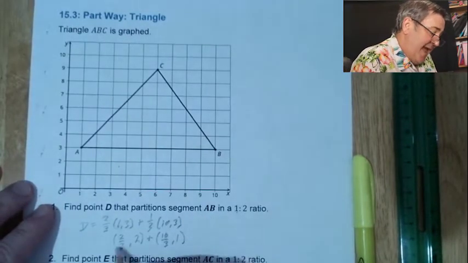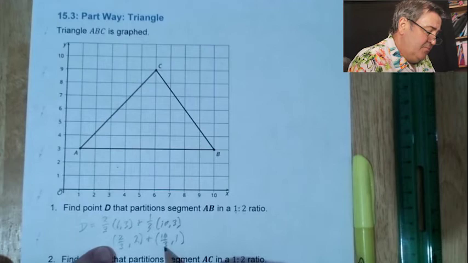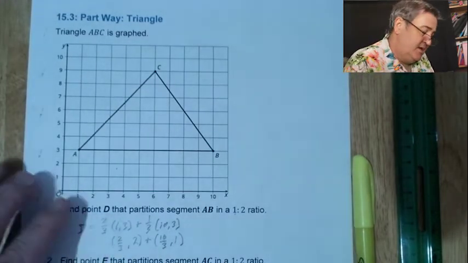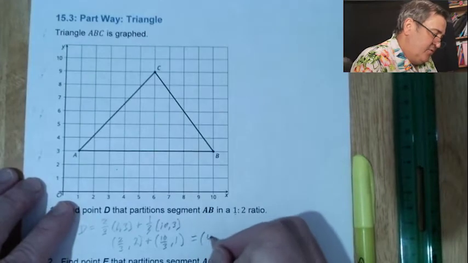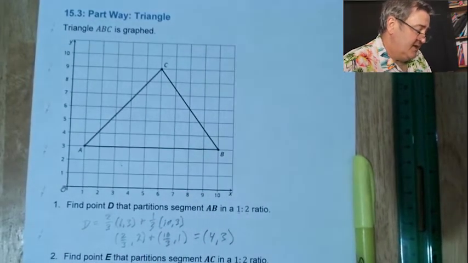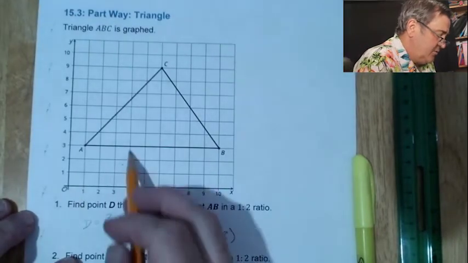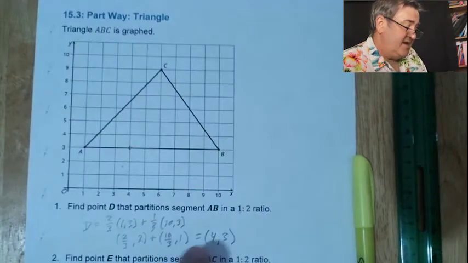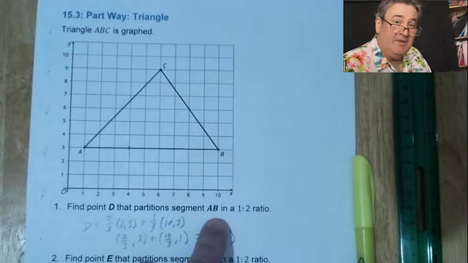So when I'm adding these together, 2/3 plus 10/3. 2 plus 10 is 12. So 12 divided by 3 equals 4. 2 plus 1, 3. Does that work? 1, 2, 3, 4. 1, 2, 3. That would be this point right there. So does that divide it up in a 1-to-2 ratio for AB?